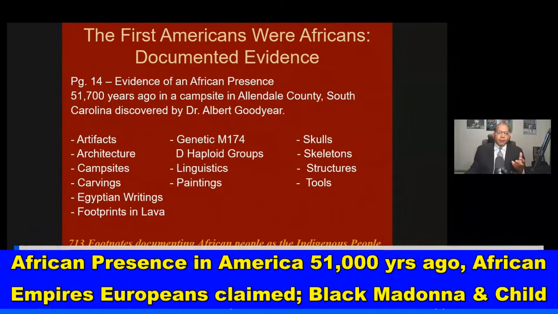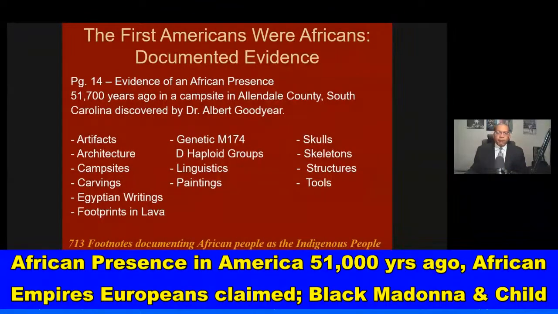Page 14 of his book deals with a discovery made in Allendale County, South Carolina in 2004 by Dr. Albert Goodyear. And they found 13 different types of evidence that thoroughly documented African presence in the Americas, dating back at least 51,700 years ago. They found artifacts, architecture, campsites, carvings, Egyptian writings, footprints in lava, genetic M174D haplogroups dealing with DNA and genetics, linguistics, paintings, skulls, skeletons, structures, and tools. They found 13 different types of evidence documenting an African presence in the land we call the United States of America, dating back at least 51,700 years ago. Now, his book is backed up by 713 footnotes and 7 peer-reviewed articles as well. And we know peer-reviewed articles are the height of academia.